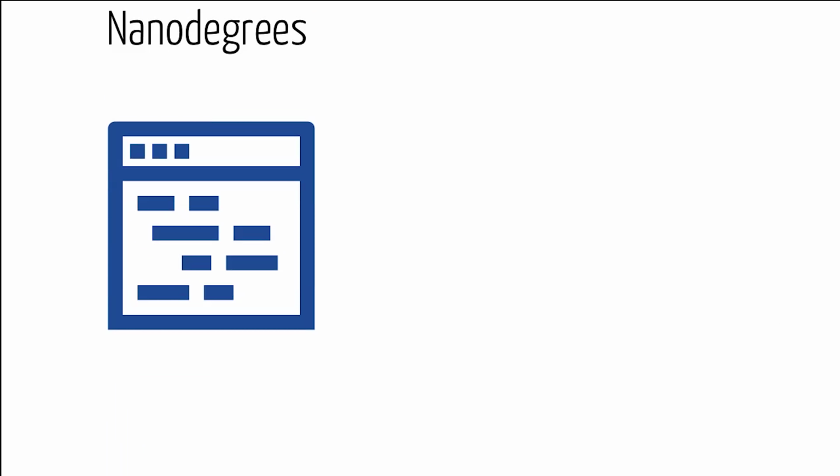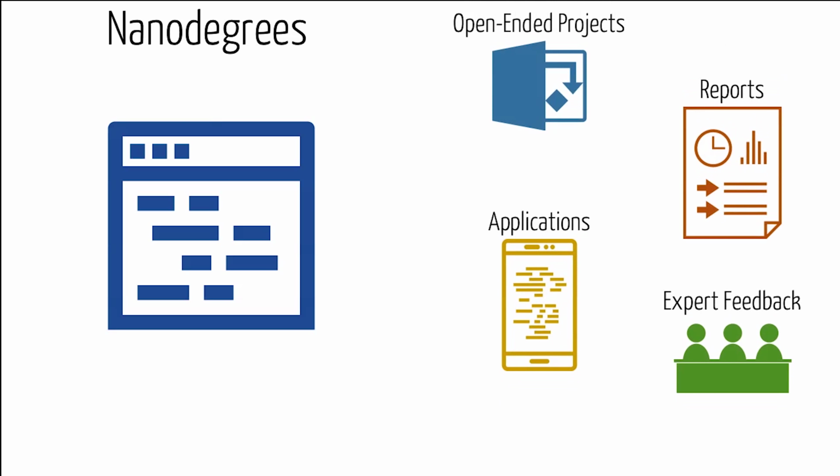Nanodegrees, on the other hand, are more project-based. They're usually based around some open-ended projects where students can actually define what they want to do or have some element of creativity in it. They often involve reports on how certain analytical methods worked or how certain processes worked. Typically, they involve delivering applications, and the student actually defines for themselves what kind of application they want to design. And oftentimes, they involve expert feedback. So instead of peer review or automatic review, experts actually review these projects and give their own feedback, as well as passing the student or asking them to try again or revise their work.